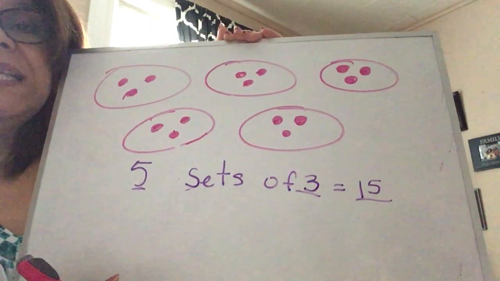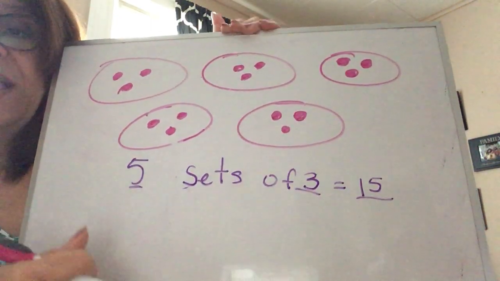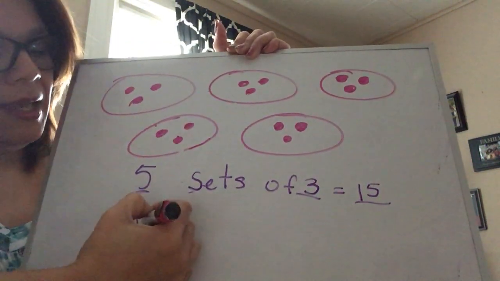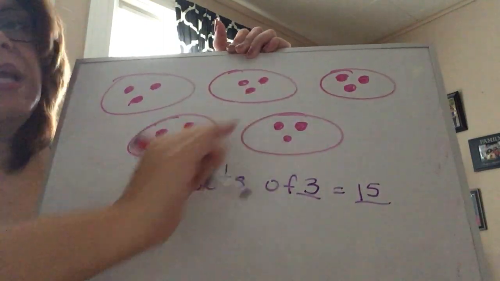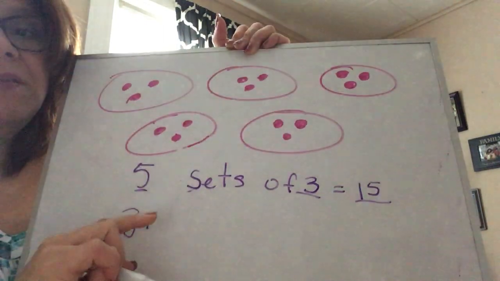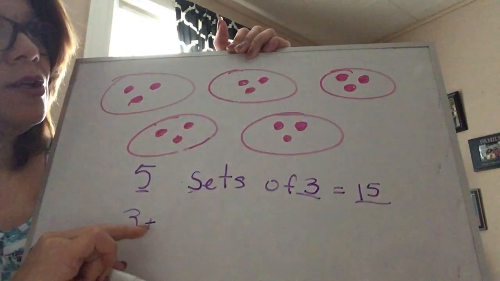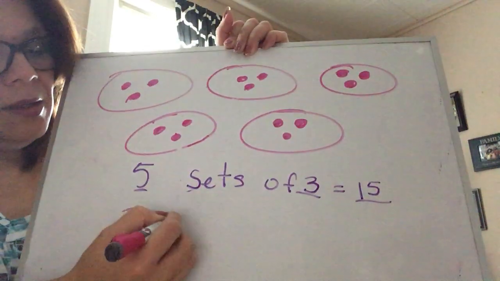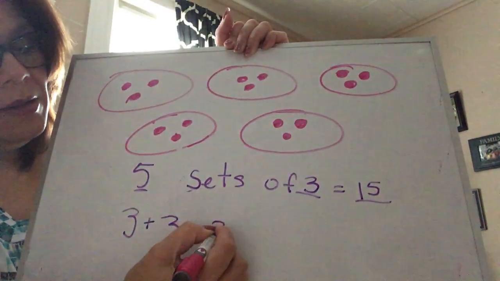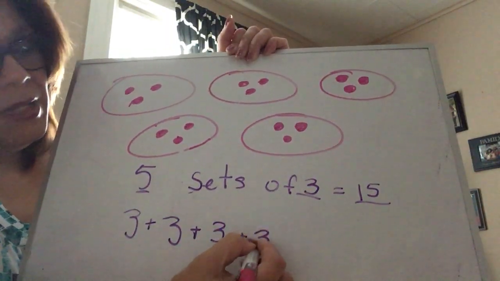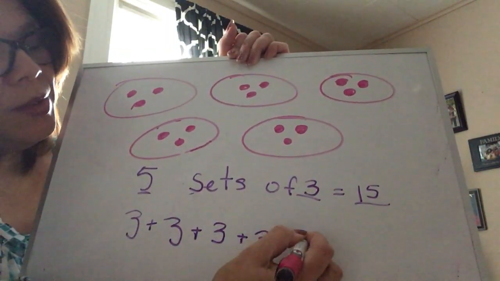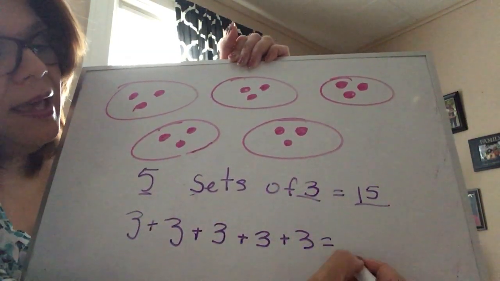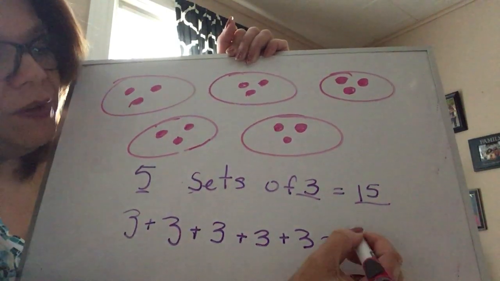We can use repeated addition to find out this answer as well. We have 3 in each set, and we're going to keep adding until we have all the sets. How many sets are there? They are 5 sets. So we're going to add 3 5 times. So 3 plus 3 plus 3 plus 3, and I think we need one more, plus 3. Let's make sure. 1, 2, 3, 4, 5. And that is equal to 15.